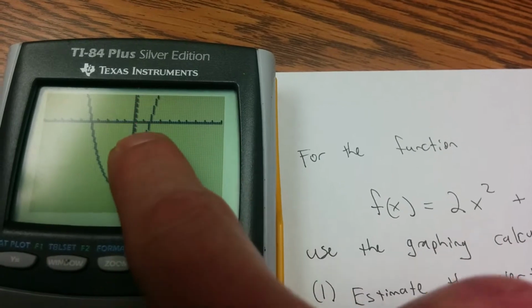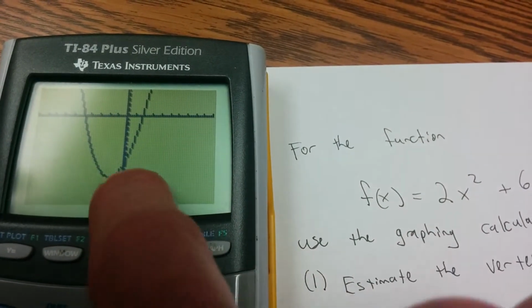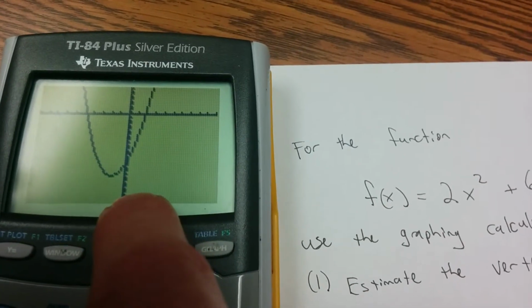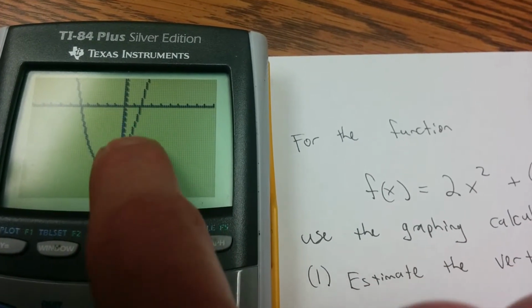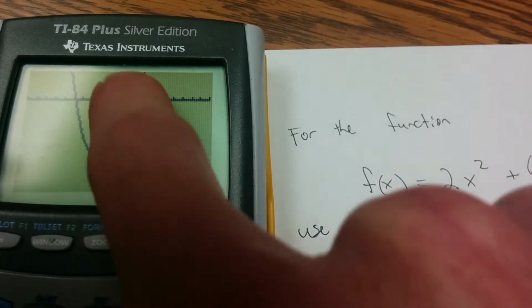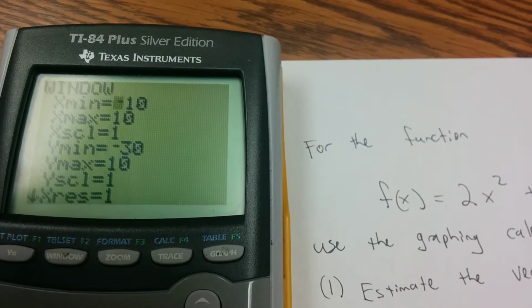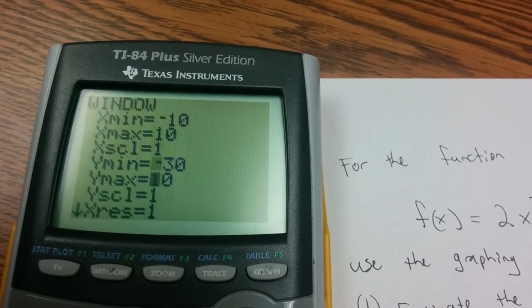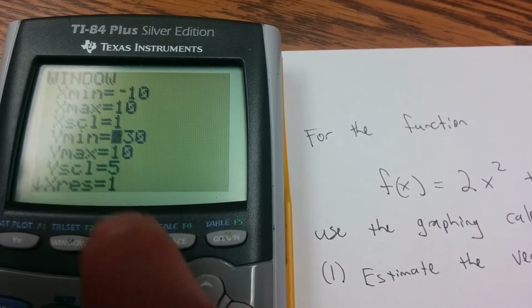Now, real quick on the window, I think it's probably worth our time to change one more thing. When you're showing a lot of distance on the y-axis or the x-axis, you don't really want one tick mark per unit because you end up getting kind of this blurry mess of tick marks. It doesn't really help. So if I go back to the window, I'm going to change on the y-axis, I'm going to make the scale 5. Okay. So you can make that change.